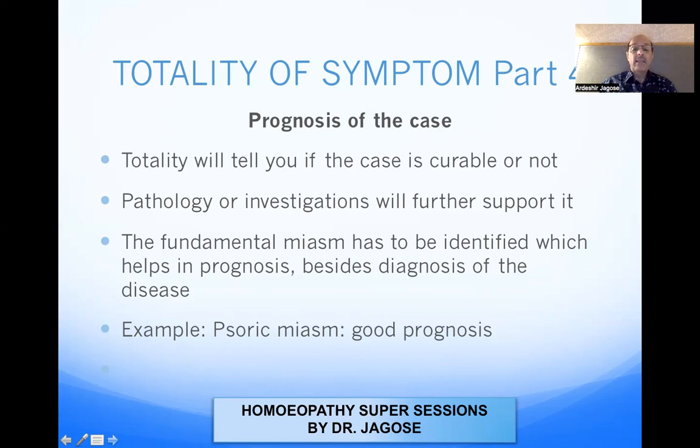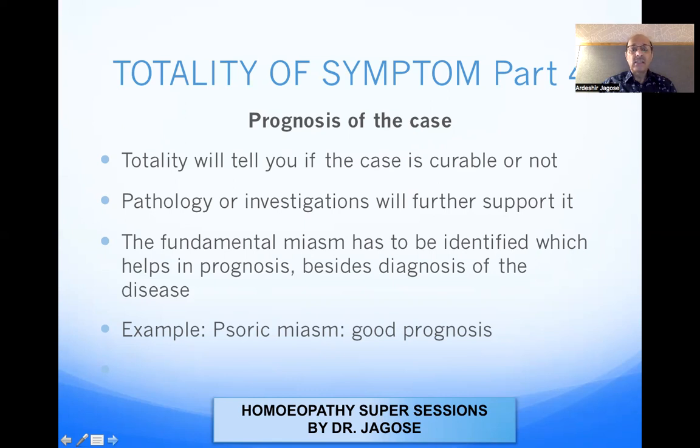It depends. For example, if the fundamental miasm is psora, you know in psora there are always reversible changes, there are functional disturbances, so the prognosis will be good. If the fundamental miasm is sycotic in nature, and the pathology is a borderline pathology, or it is a reversible pathology, you know that the prognosis will be fair, and in the sycotic miasm, everything is very slow, everything is very dull.